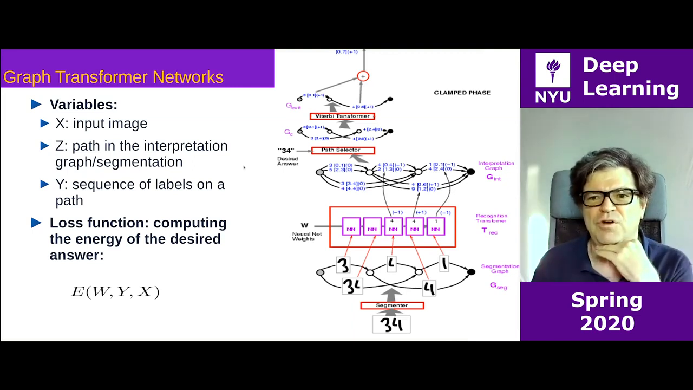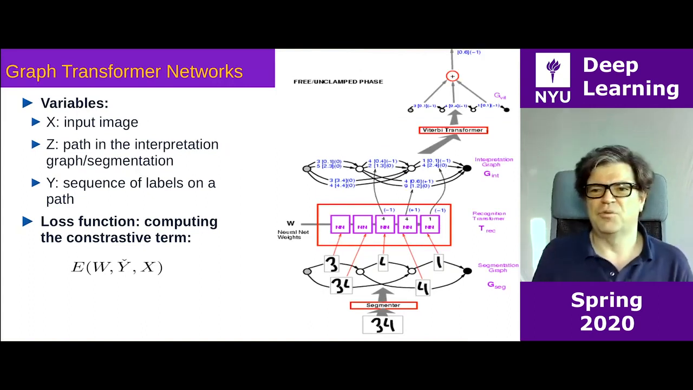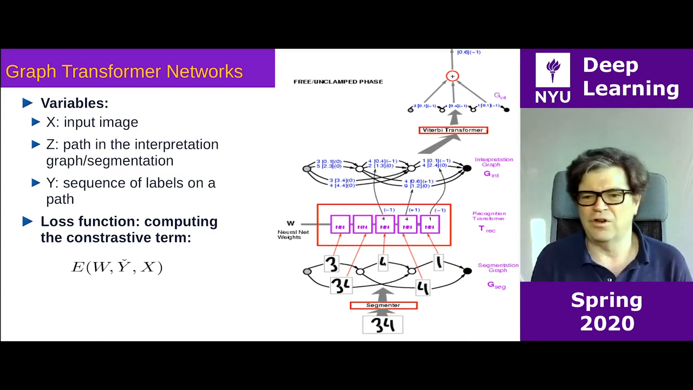Now, how do we make the energy of incorrect answers large? Well, there's going to be a second phase where, in this case, we're just going to let the system pick whatever answer it wants.